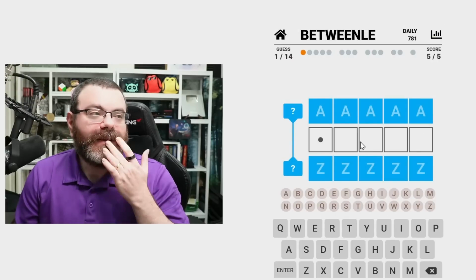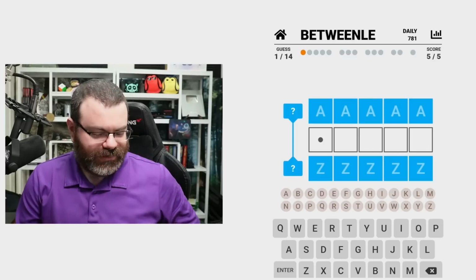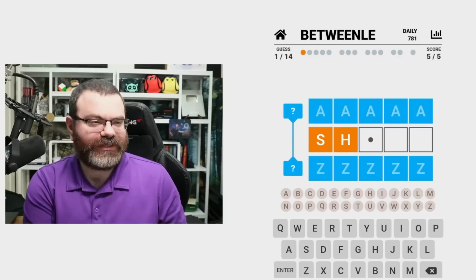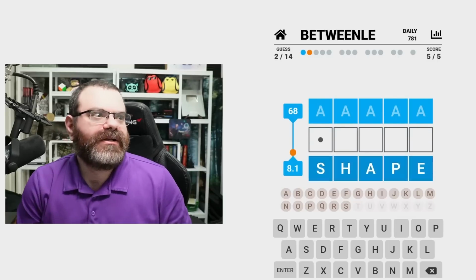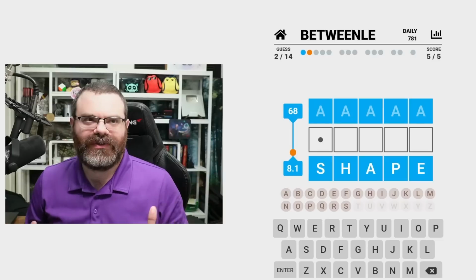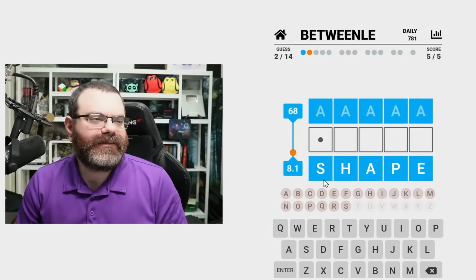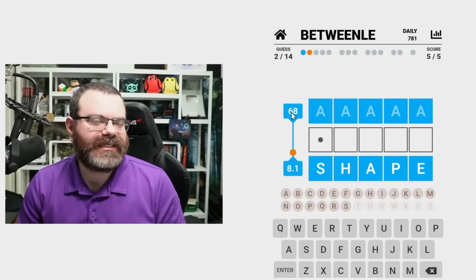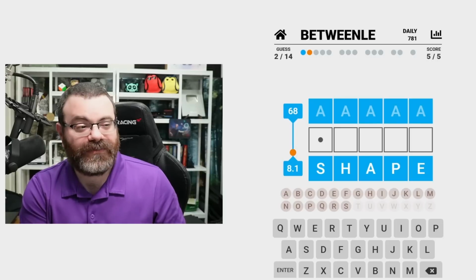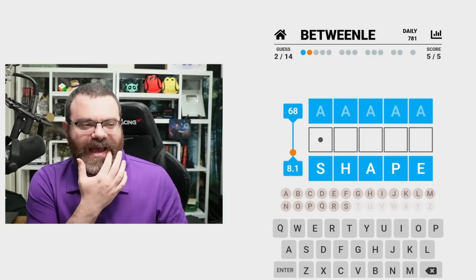It doesn't matter what we start with. Let's just start with shape. So what this is telling us is that if you alphabetize all of the possible words, then our word is 8.1% away from shape and 68% away from all A's. So it's decently close to shape, especially when we're in that RST range. There's a lot of words there, so there's a high percentage.